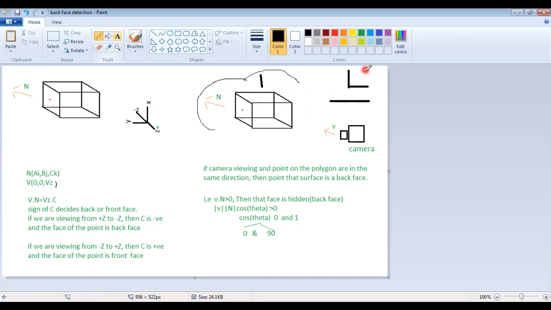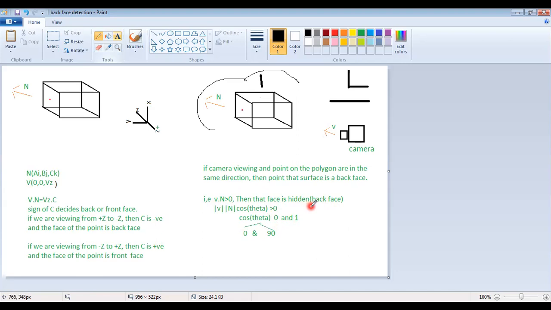Above 90 degrees, the value becomes negative. More than cos of 90, the value becomes negative. When the value becomes negative, cos theta becomes less than 0, and then that becomes a front face. The concept is clear? So that is the first point they say: V dot N should be greater than 0, then I say the face is a back face.